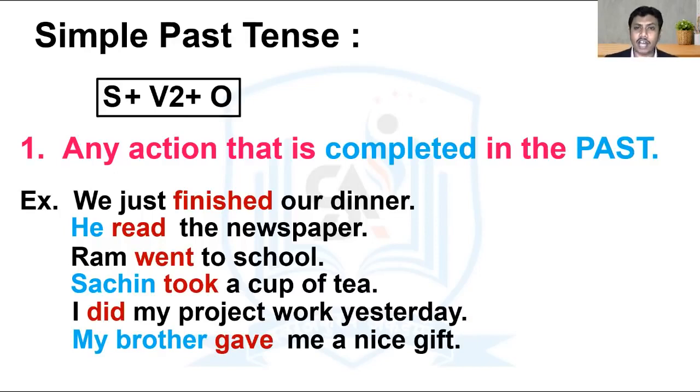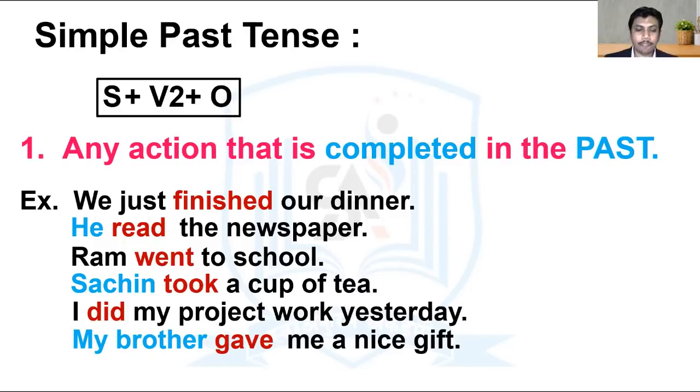We just finished our dinner. Simple thing to understand. We read the newspaper. Ram went to school. Sachin took a cup of tea. I did my project work yesterday. My brother gave me a nice gift. Similar sentences, but in simple past. So any action that we do in the past at any specific moment, we will use simple past. I attended the session yesterday.